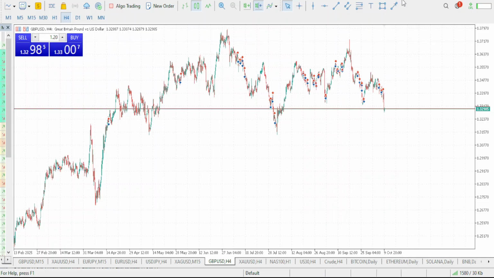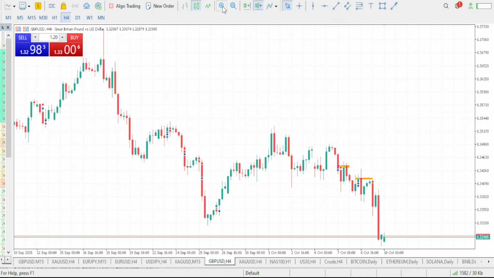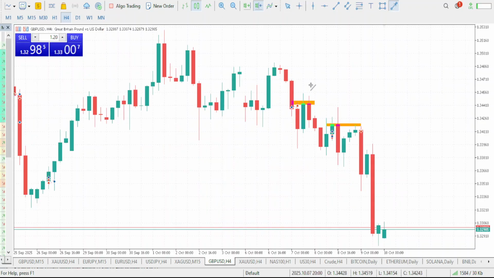So let's see what we'll be expecting on GBP USD. If you zoom it out, you can see that our GBP USD is clearly on a downtrend. That is the full movement on the 4-hour time frame. Now on our current trend, we are also having a lower low and a lower high.